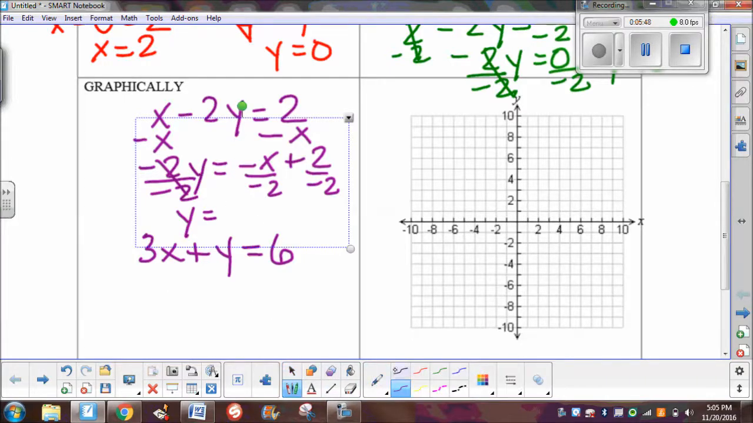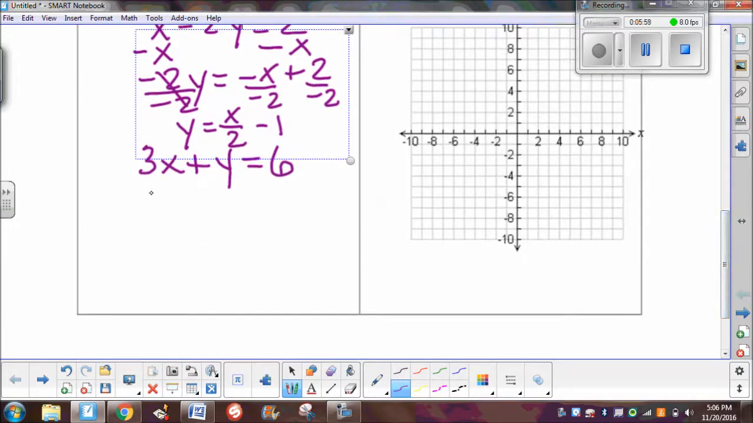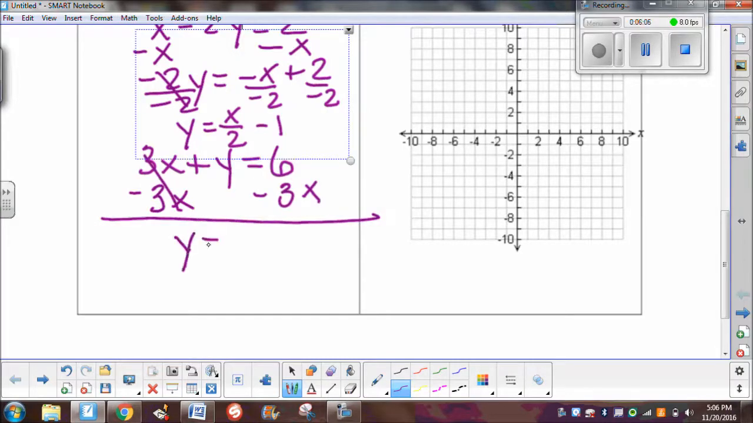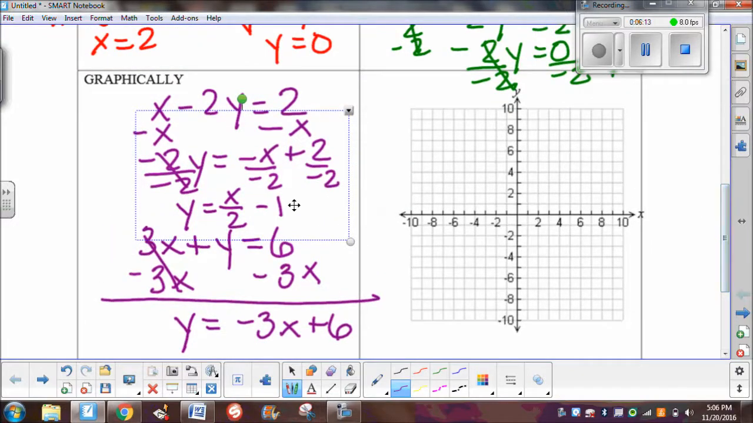So we end up with a positive x, or 1x over 2, and that's minus 1 for that one. And let's do the same thing with the second equation. I'm going to subtract 3x from both sides and get y is equal to negative 3x plus 6. So I've isolated both. Now I'm going to go back up into my first one, and I'm going to change colors here. So my slope is a negative 1/2.